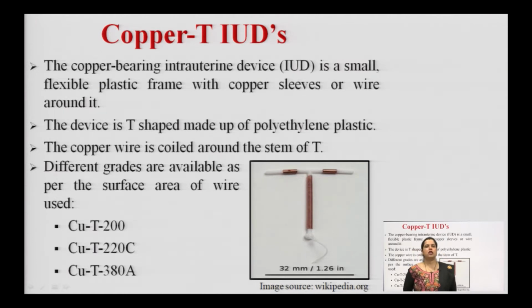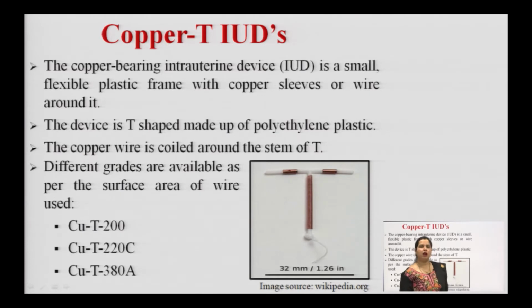The device is T-shaped, made up of polyethylene plastic. This basic design is made of plastic, upon which the copper wire is coiled. The copper wire is coiled around the stem of the T, that means this is the basic stem of polyethylene plastic on which the copper wire is coiled around, right.